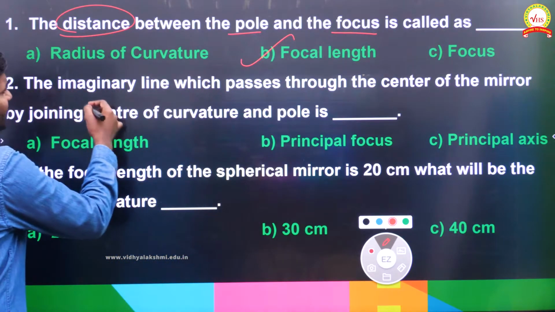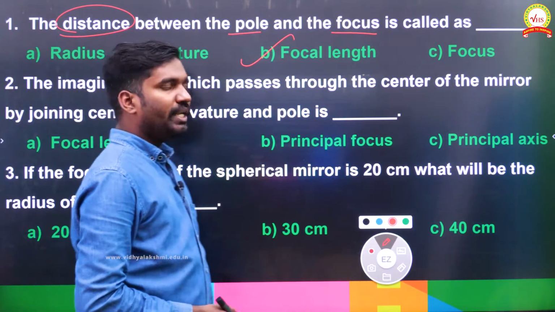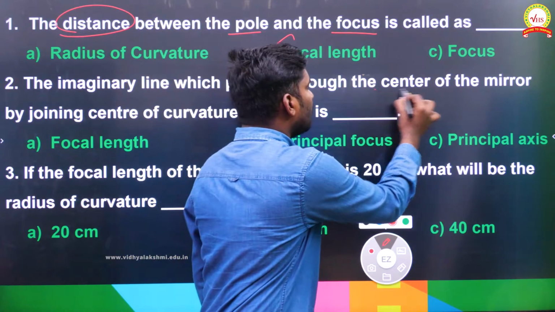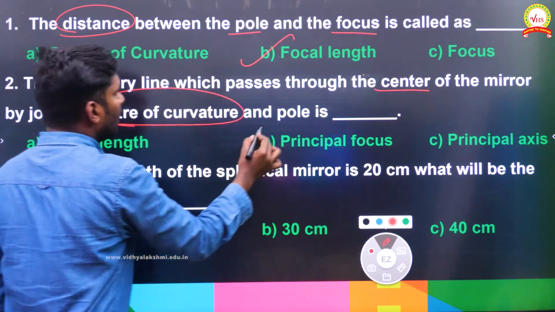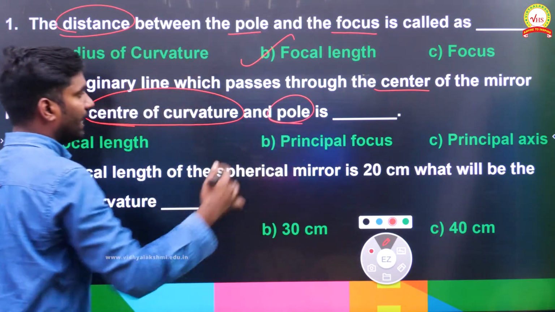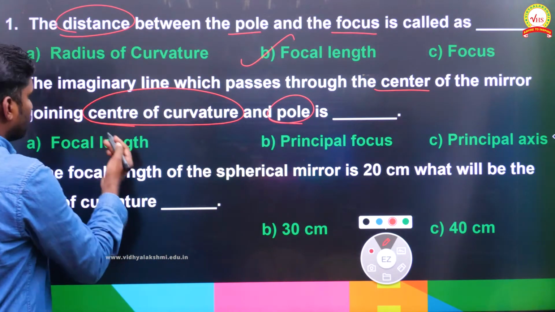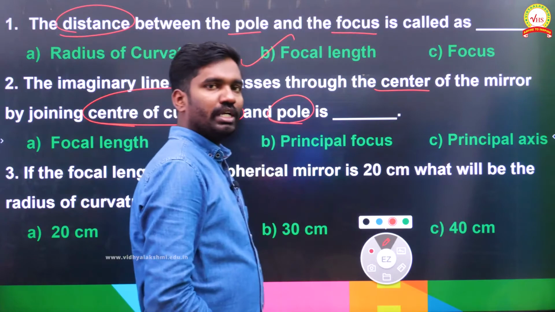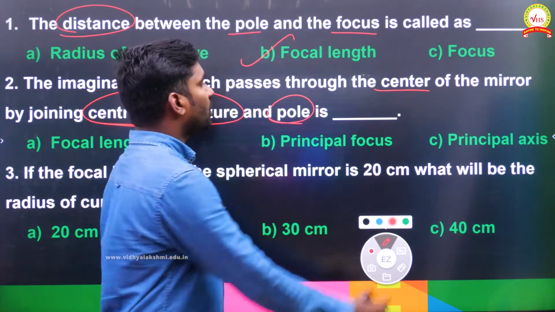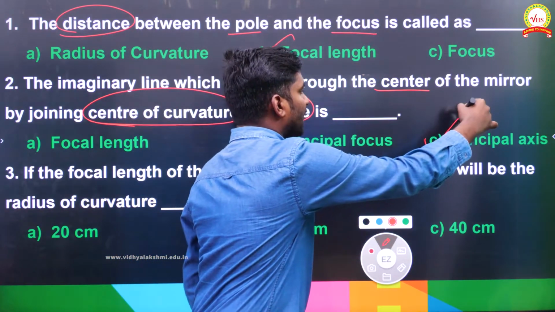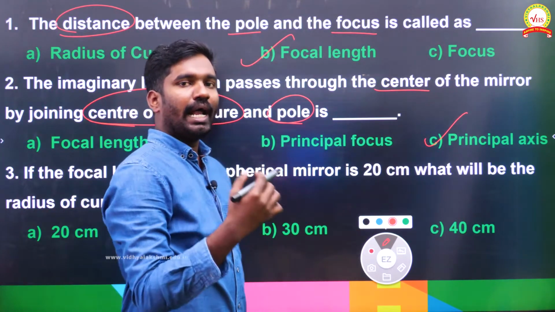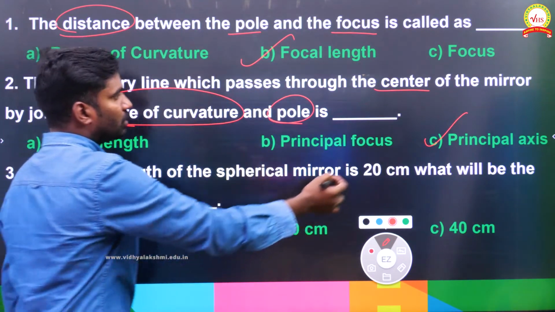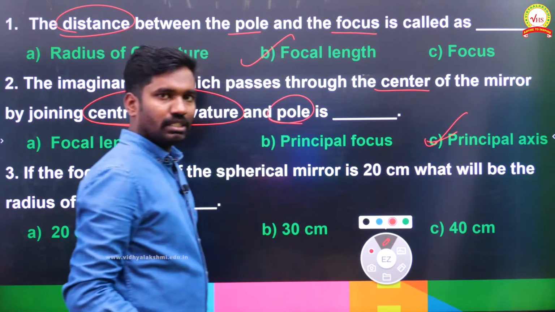Second question. The imaginary line which passes through the center of the mirror, joining the center of curvature and pole, is called dash. The options they gave are focal length, principal focus and principal axis. We know that the principal axis is the imaginary line which is passing through the center of the mirror, joining the center of curvature and the pole. So the answer is going to be principal axis.